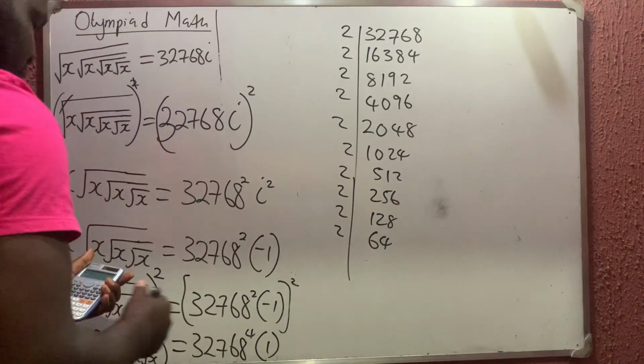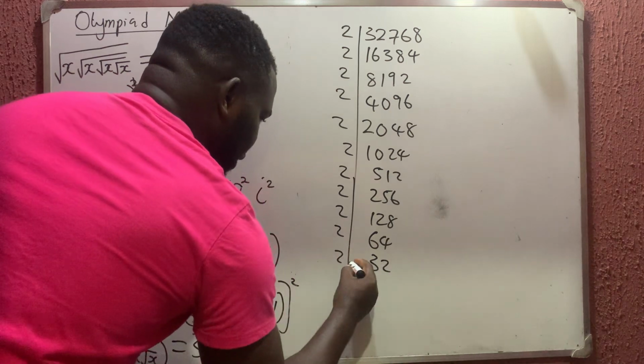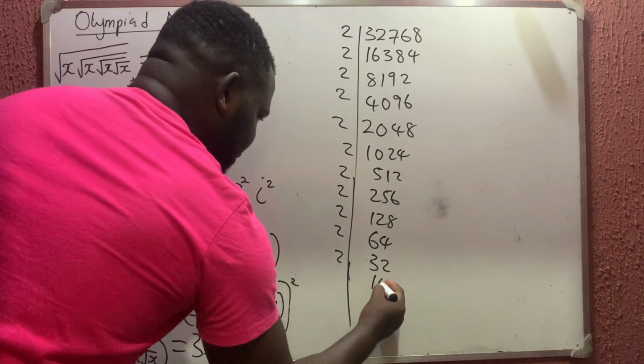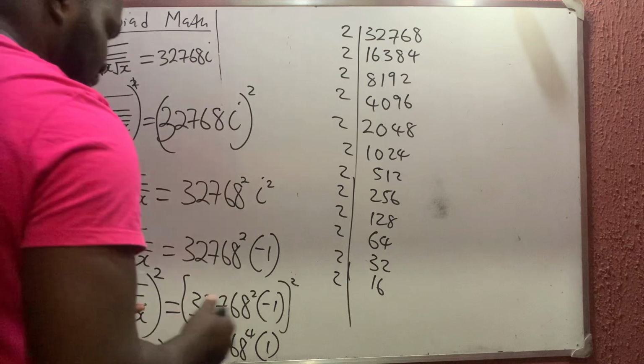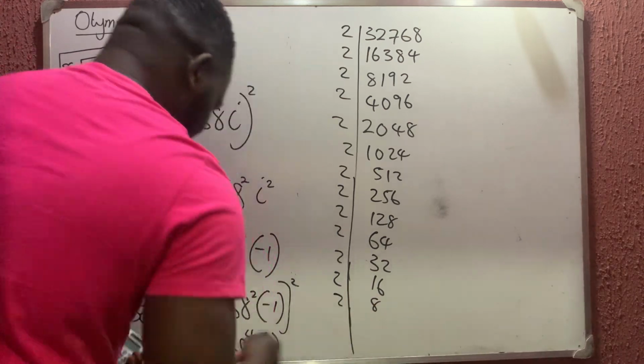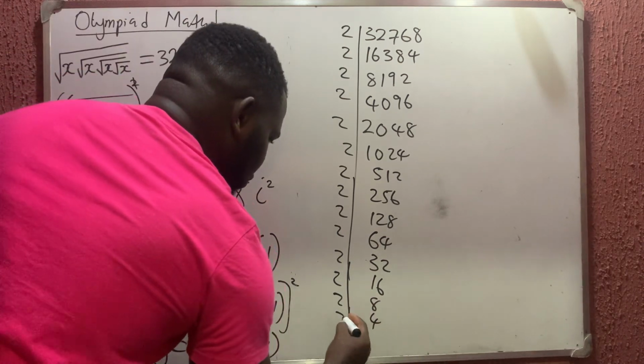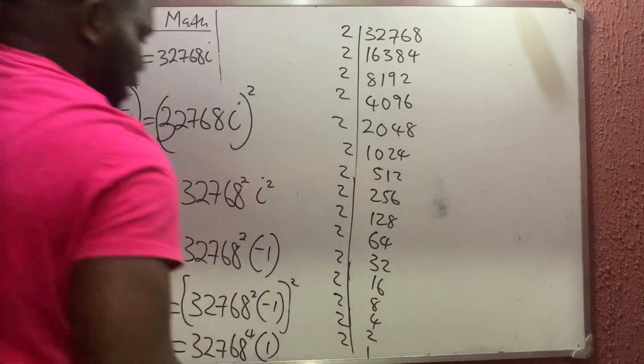2 again, I'm going to have 32. 2 again, I'm going to have 16. 2 again, I'm going to have 8. 2 again, I'm going to have 4. 2 again, I'm going to have 2. And then 2 again, I'm going to have 1.